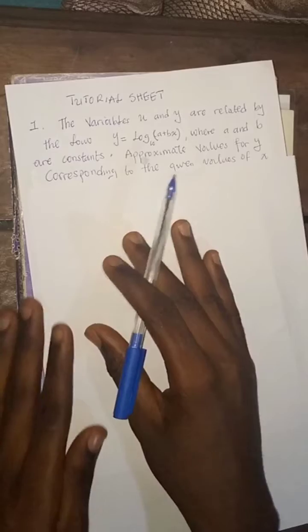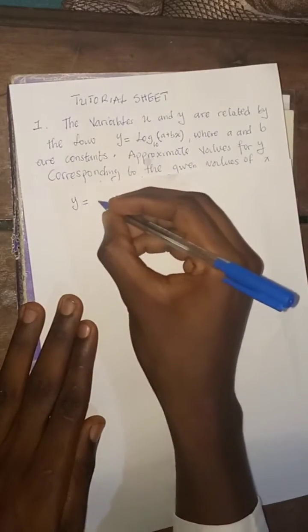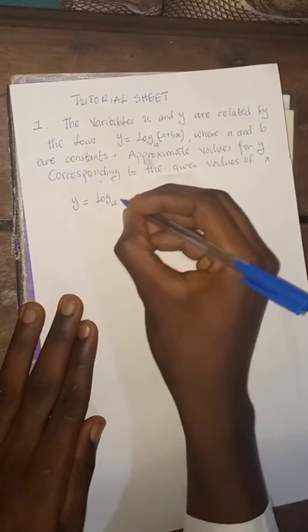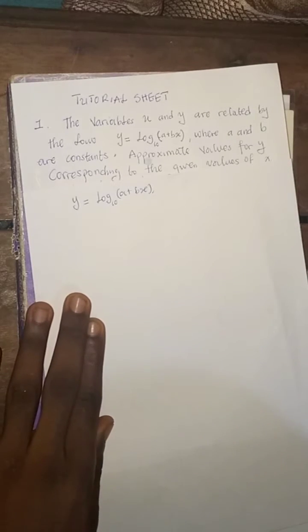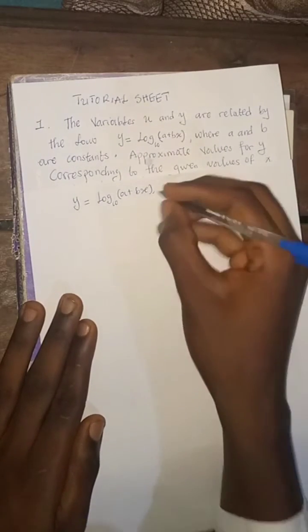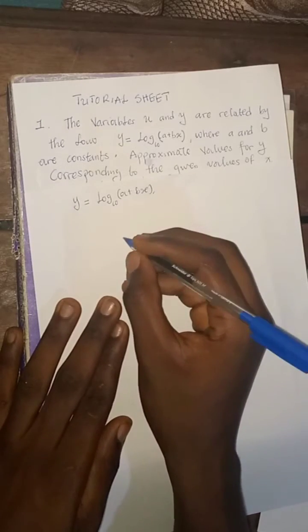We have the data given to us, and we were told that they are related by a law: y equals log to the base 10 of a plus bx. Now we are going to see how to change this form, because if I have it in this form, it is not in linear form, right? So we are going to use the laws of logarithms here to simplify that expression.